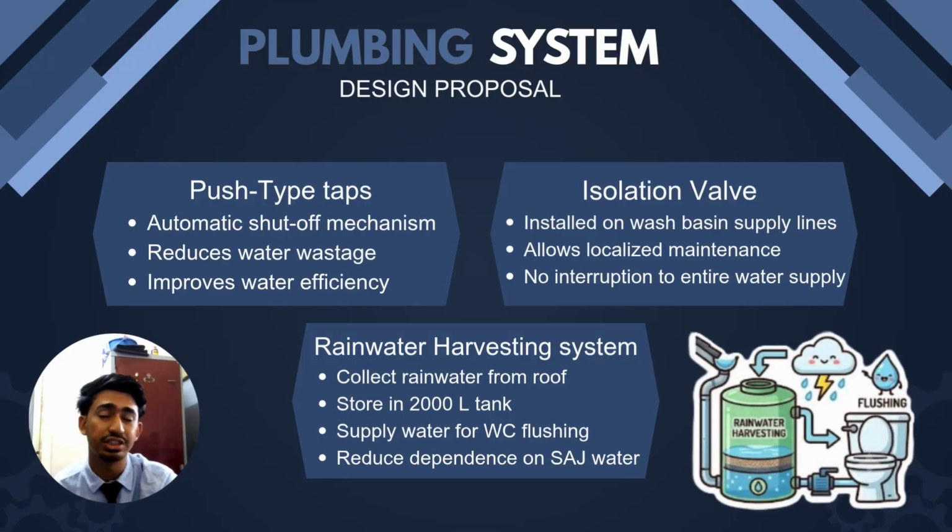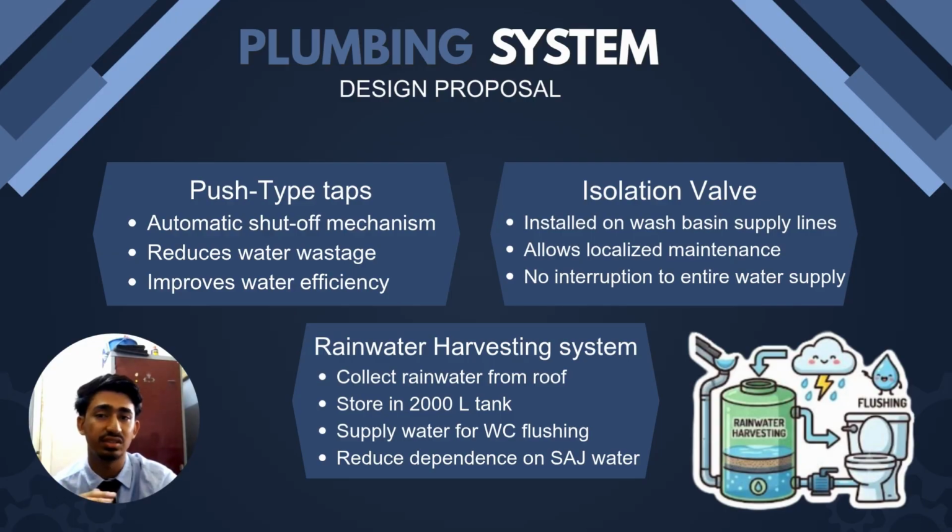So the first one is the push type tap, which is the existing wash basin taps are proposed to be replaced with the push type tap. This is because this kind of tap will stop the water flow after a short period. So this will reduce the water usage and improve water efficiency.